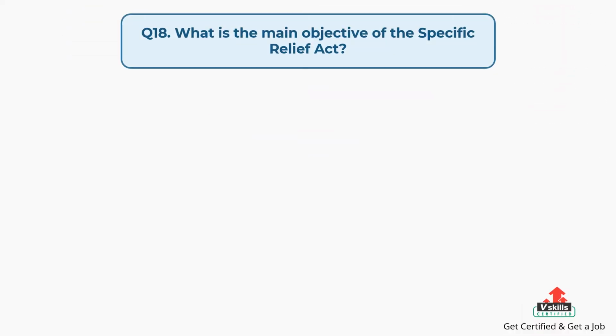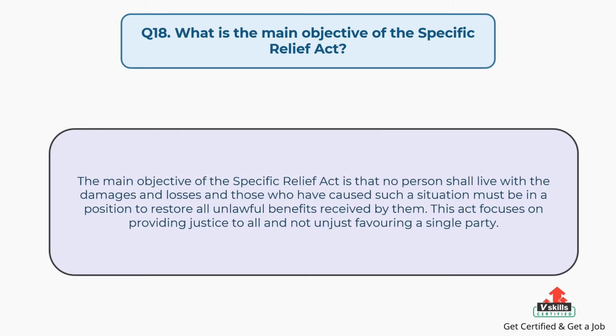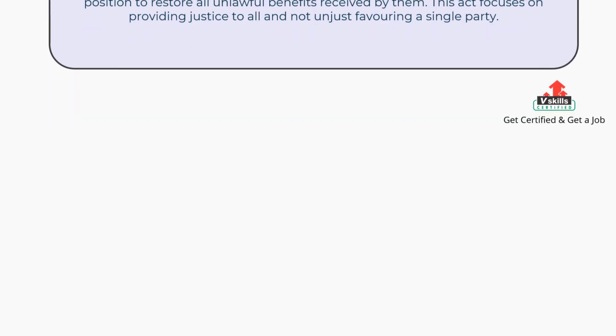Question number 18. What is the main objective of the Specific Relief Act? The answer is, the main objective of the Specific Relief Act is that no person shall live with the damages and losses, and those who have caused such a situation must be in a position to restore all unlawful benefits received by them. This act focuses on providing justice to all and not on just favoring a single party.